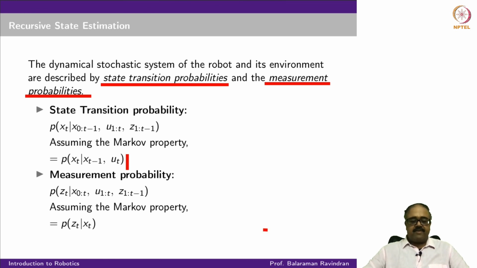Notice that we have now written out our system dynamics in terms of a state transition probability, which is the probability of xt given xt minus 1 and the action you took ut, and the measurement probability, which is the probability of zt given xt. We will be repeatedly using both of these system equations to derive multiple quantities in the next few lectures. Thank you.